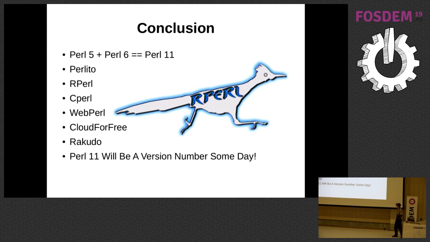So, in conclusion, I just thought I'd show you Rhodey the Roadrunner because I love our Perl mascot. But Perl 11 is many things. There are many projects here. Perl 5 plus Perl 6 is Perl 11. This is our initial pun, and numeric pun, I guess. And Perl 11 will be a version number someday. I don't know when that will be.